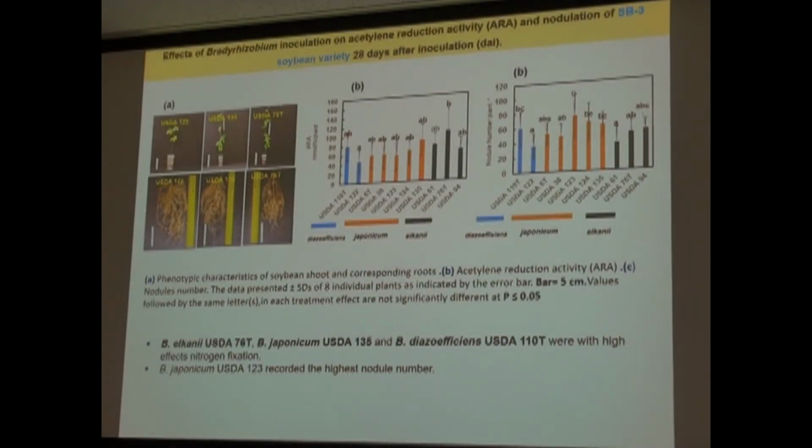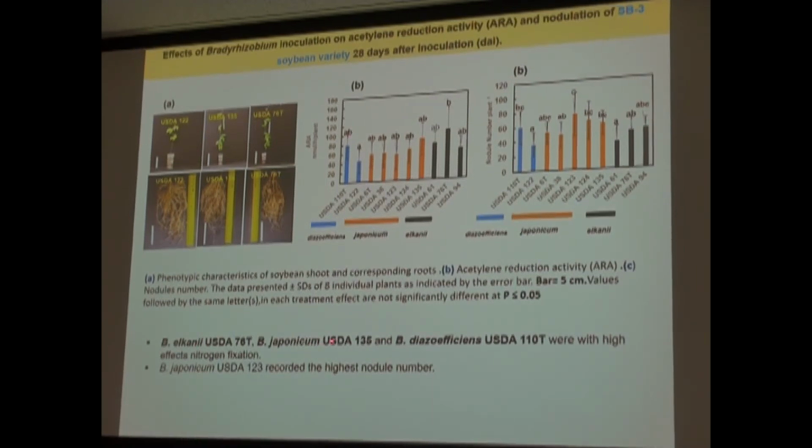I also checked nitrogenase activity. I compared some of the least performers and the best performers on the shoot and the roots, and I also checked the nitrogenase activity and the nodulation. According to this information, B. elkanii, B. japonicum, and also B. diazoefficiens have some effects on this soybean variety.